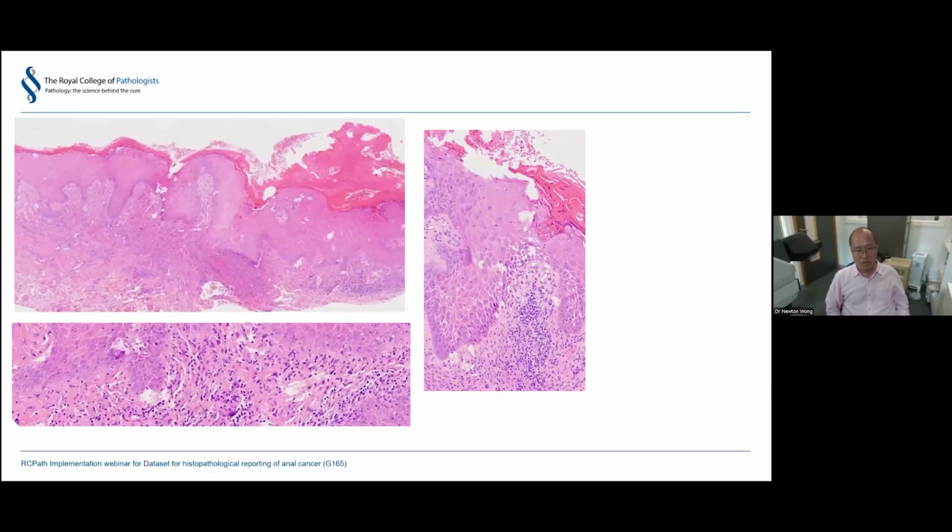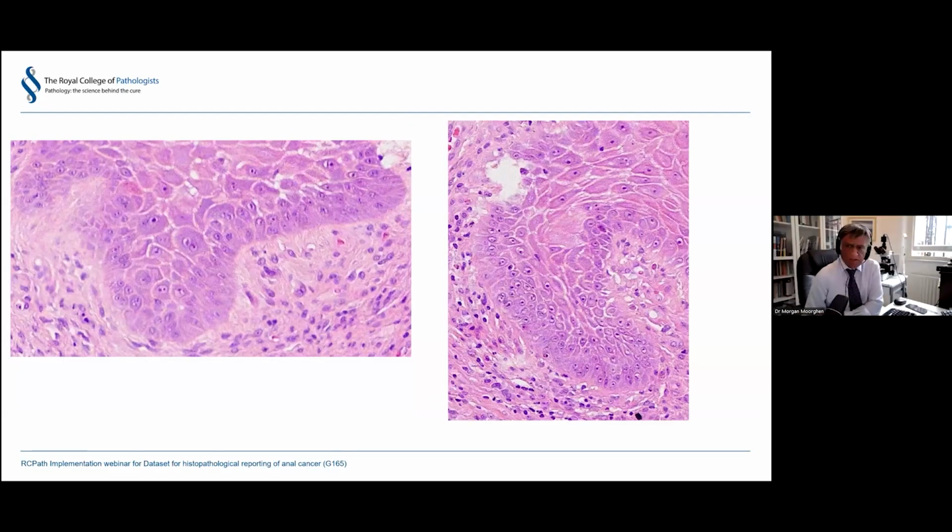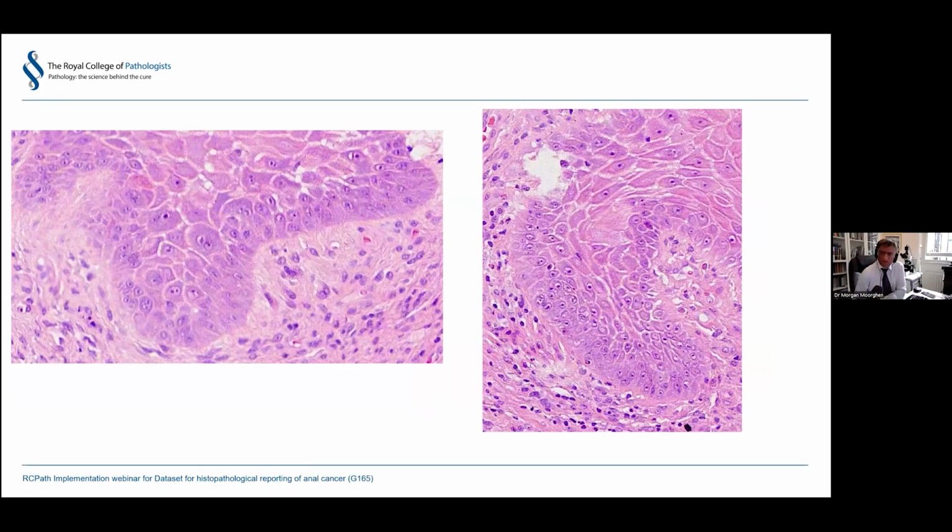Next slide, please, Moorghen. Is that it? Oh, yeah. Yeah, well, there is some more. It's just high magnification of what you already said, showing the base of the epithelium a bit more, I suppose. There's possibly a hint of dyskeratosis on the right, but not my best shot.